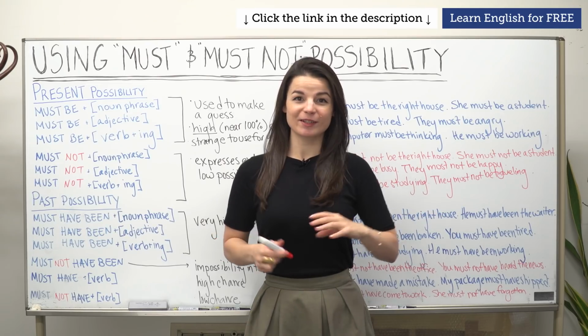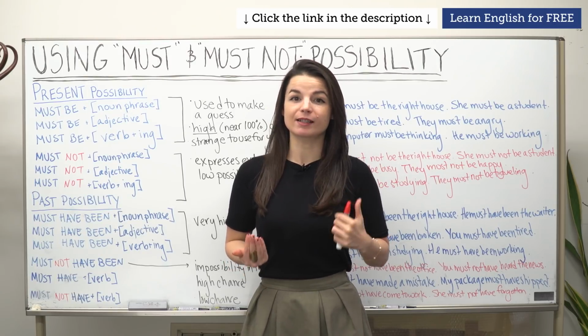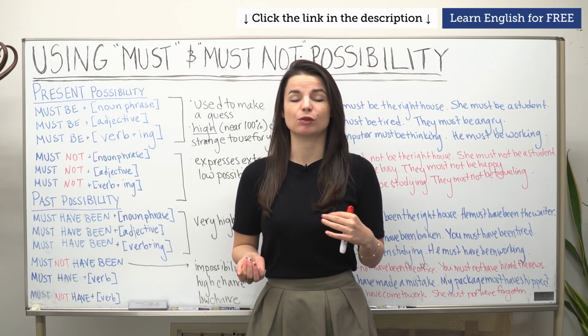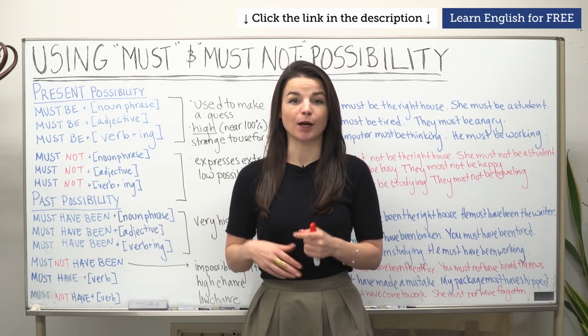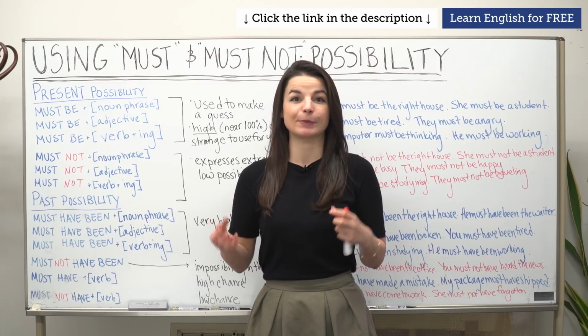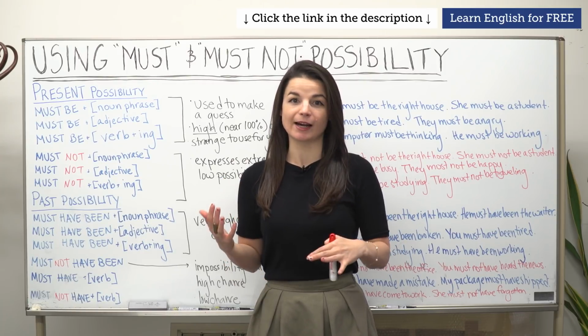Hi everybody, my name is Alicia. Today I'm going to talk about the words must and must not and how we use them to talk about possibility. In this lesson I'm going to talk about a present possibility, so possibility now, and I'm going to talk about a possibility in the past too.